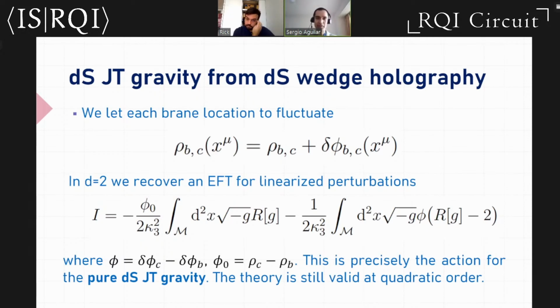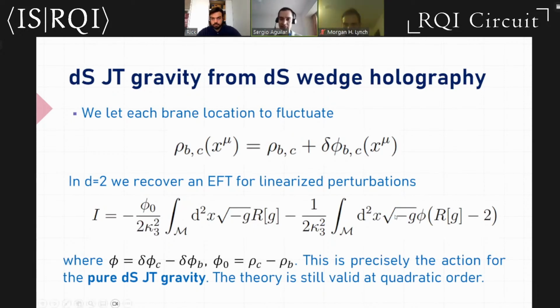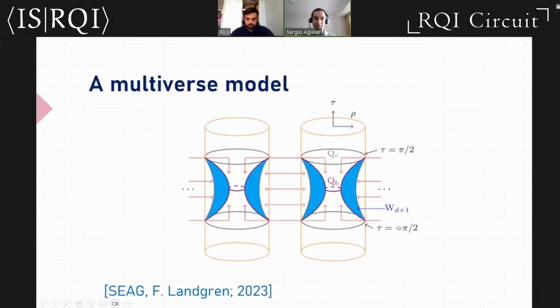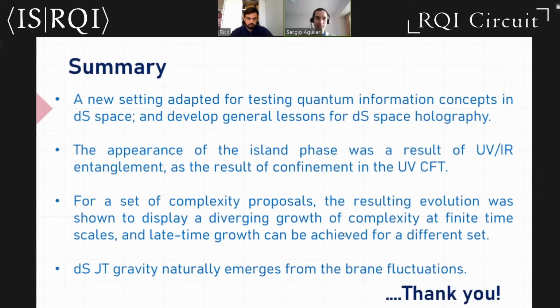I'll tell you very briefly about this. You can also study what happens when you let the brane location fluctuate with some scalar modes, and you can find that, starting from 3D gravity in the bulk, the two-dimensional effective description of these fluctuations is described by de Sitter JT gravity. We also propose some multivariate model based on the lower-dimensional cases, and this was with Philip. I can explain what we mean by that.